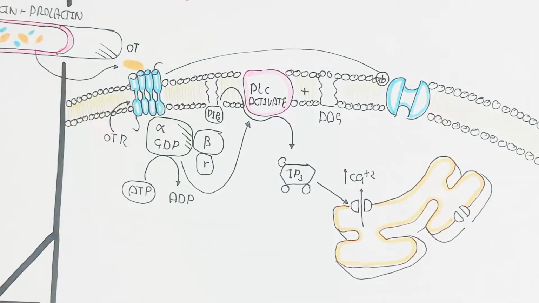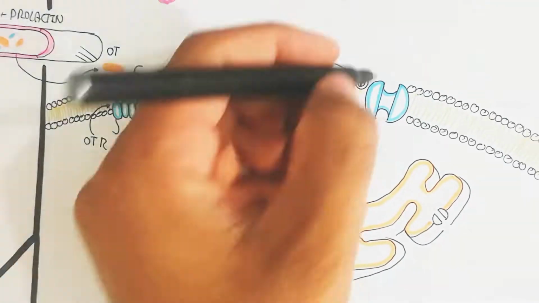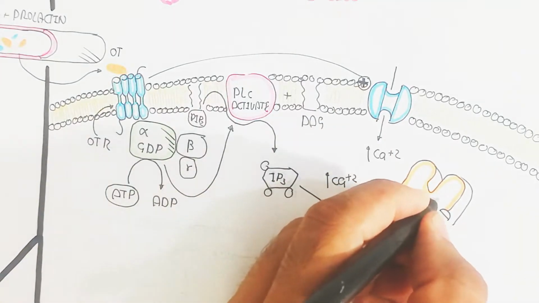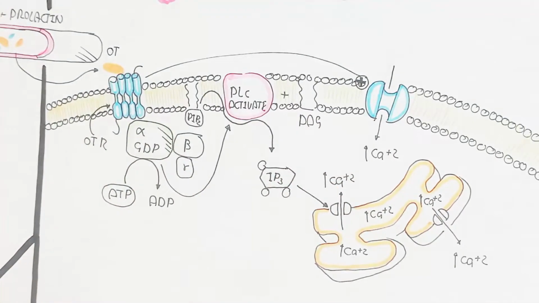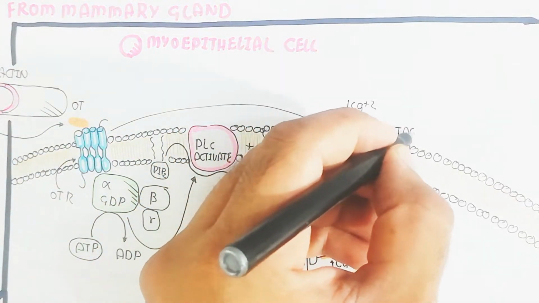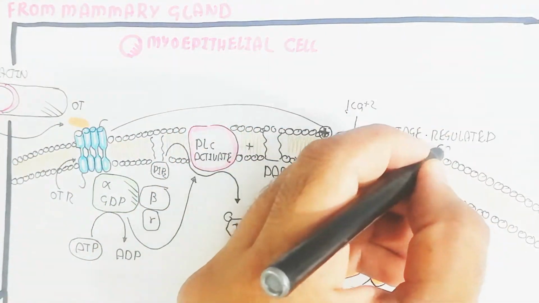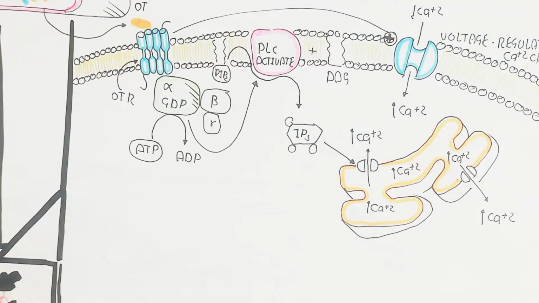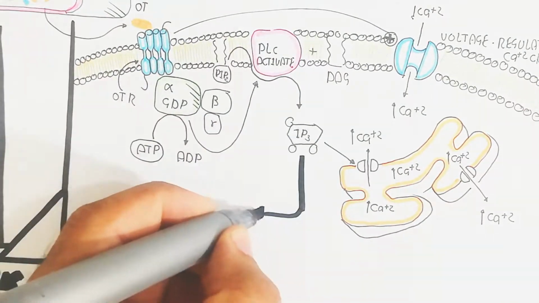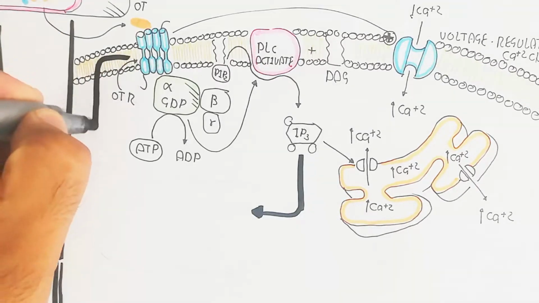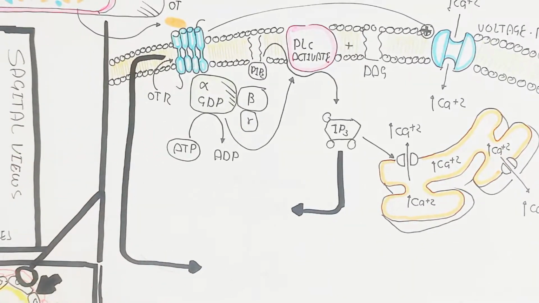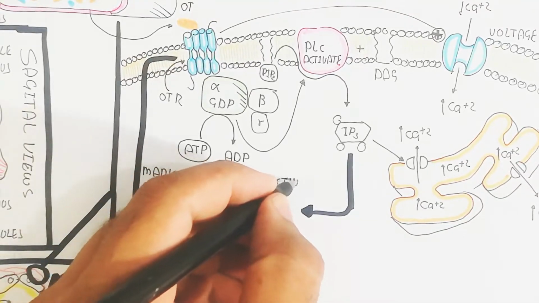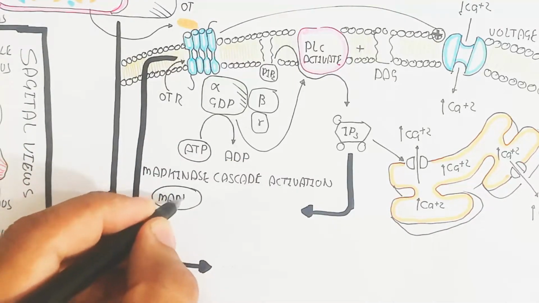subunit, which will separate DAG and IP3, and this inositol triphosphate will combine with the calcium-sensitive inositol triphosphate channel for the efflux of calcium from the endoplasmic reticulum, as well as the voltage-regulated calcium channel, also triggered by the oxytocin receptor.